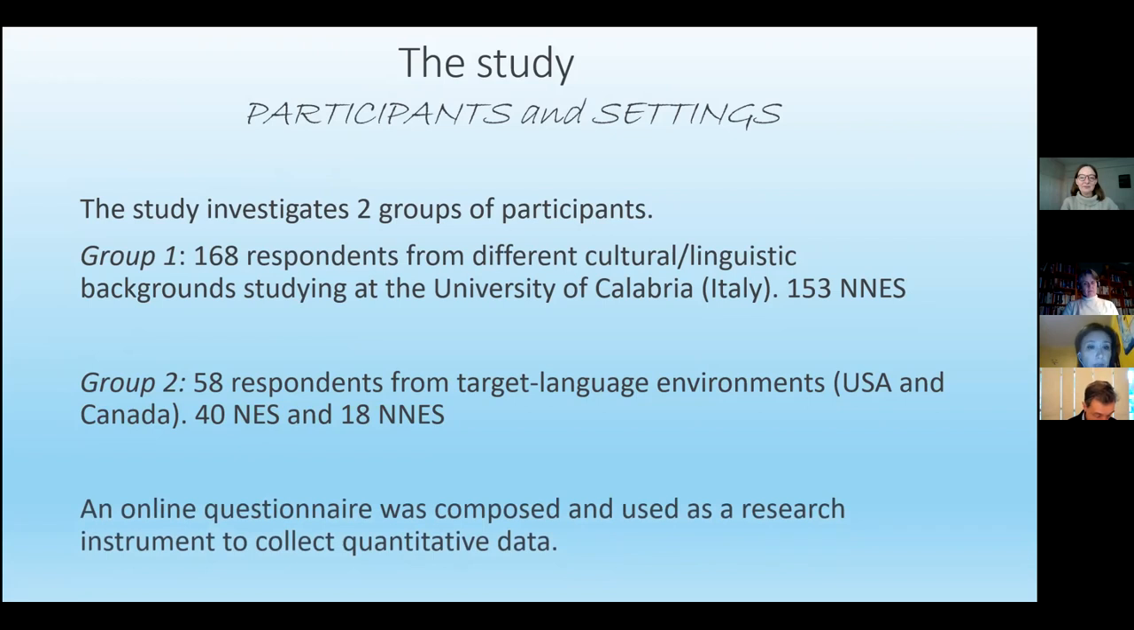An online questionnaire was composed and used as a research instrument to collect quantitative data from the participants. The link to the questionnaire, as well as the overall objectives of the questionnaire, was emailed to the two lecturers in the USA and Canada who had accepted to participate in the study, and they forwarded the link to their students. At the time, the lessons were only online, so they had online contacts with the students. They informed the students about the study and the objectives. They accepted to participate and to fill in the questionnaire.